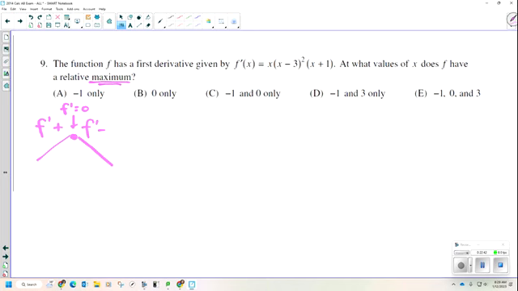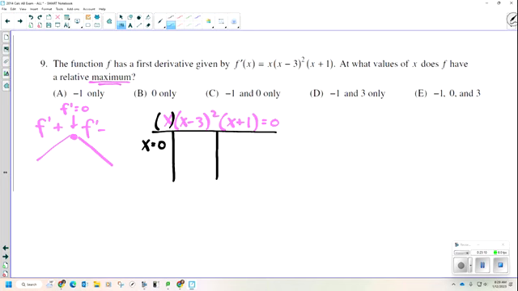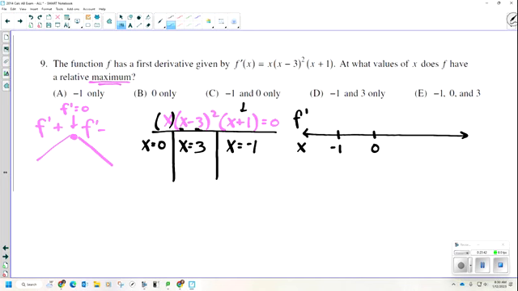I do that personally on a number line, and I need to first find my critical points where my first derivative is equal to 0. So I'm going to take x times (x minus 3) squared times (x plus 1) and figure out where they're equal to 0. This one is when x is 0. I solve them individually. For x minus 3, there's only one value of x that makes that 0, when x is positive 3. And for this one, when x is negative 1, I have a 0. So there are 3 critical points where my first derivative is 0. Here's my number line: at negative 1, 0, and 3, my first derivative is 0.